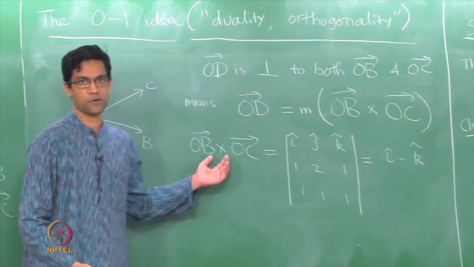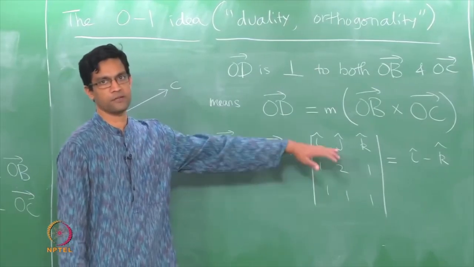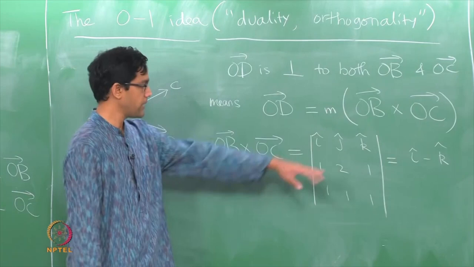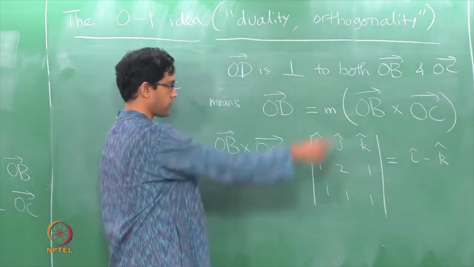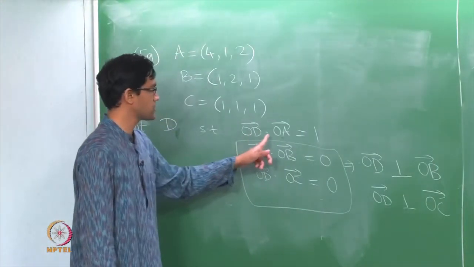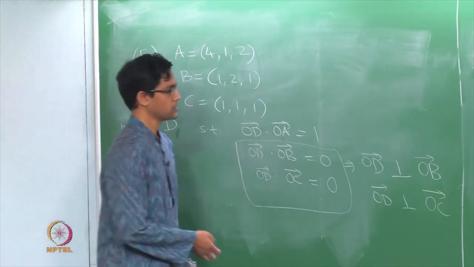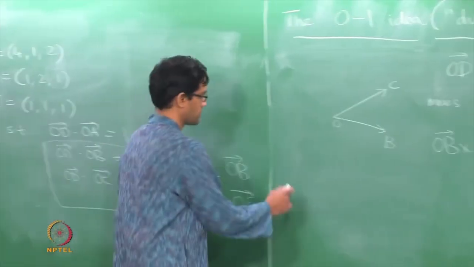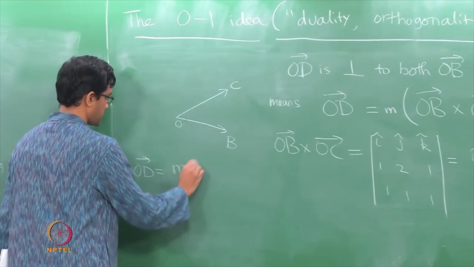If I compute the cross product of OB and OC using whatever rule you are familiar with, the answer turns out to be i cap minus k cap. So I know therefore that OD is some multiple of that vector. Now which multiple is given by the other condition that I know on OD? I know that OD is supposed to have dot product 1 with OA, right? So that determines that multiple for me.